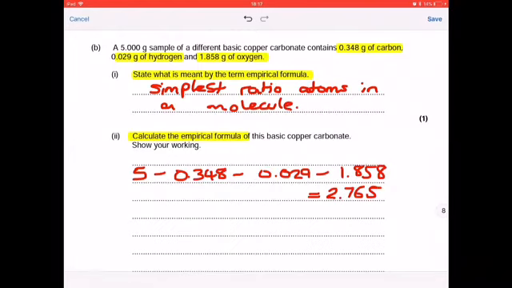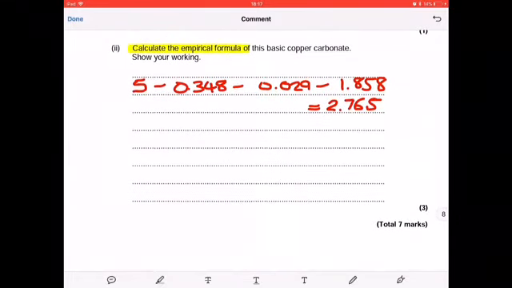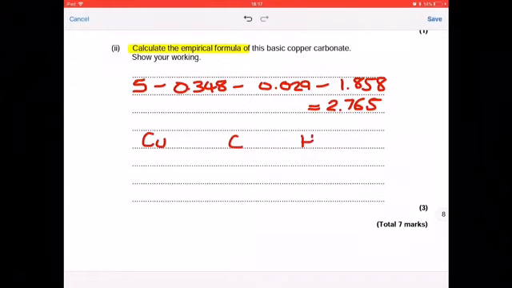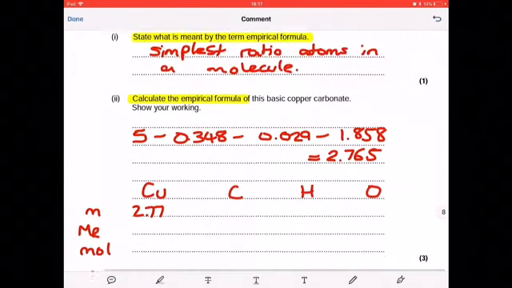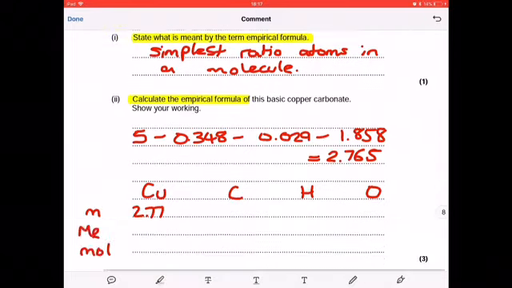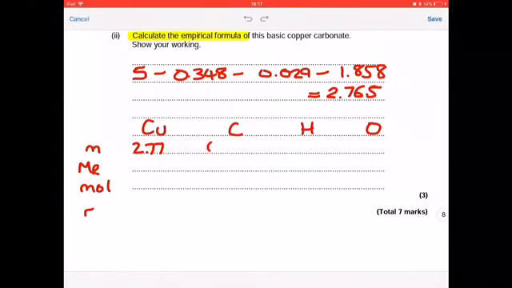After that, what you need to be able to do is to produce a table, and remember that empirical formula is just an application of moles equals mass over Mr, and we have copper, we have carbon, we have hydrogen, and we have oxygen. And we've got mass, Mr, moles, and ratio. So copper is 2.77 grams. Carbon, as we've already seen, is 0.348 grams.